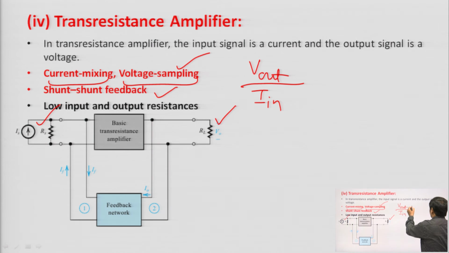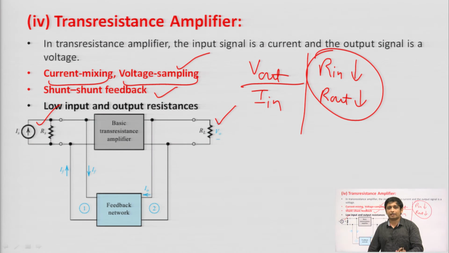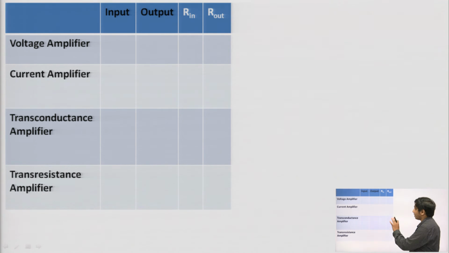And of course, for any transresistance amplifier, your input resistance should be low and your output resistance should be low. Sometimes this transresistance amplifier is also called a transimpedance amplifier, and by using negative feedback we can further reduce the input and output resistance, which is desirable. So, the summary is there are 4 amplifiers: voltage, current, transconductance and transresistance.